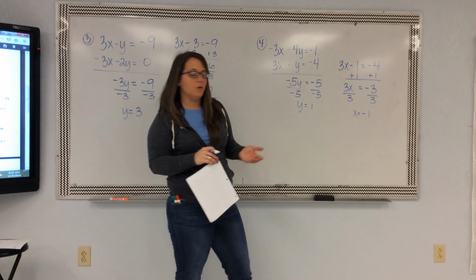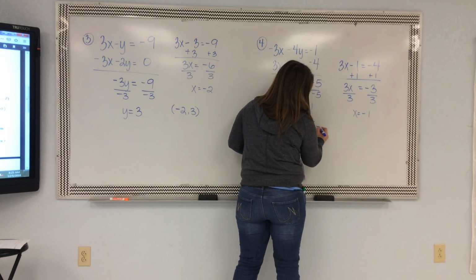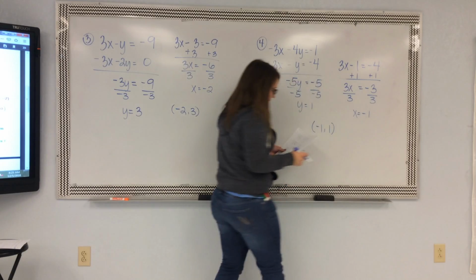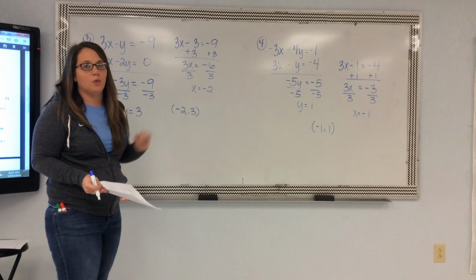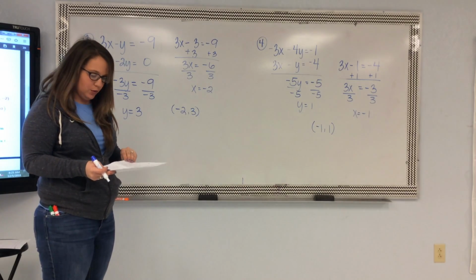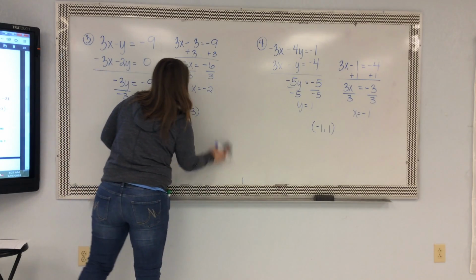Combining those together to make an ordered pair, make sure you put your x first and then your y. So your final answer for number 4 should be negative 1, 1. Make sure you have all of this work shown, or else you will not get credit for these problems. Number 5.